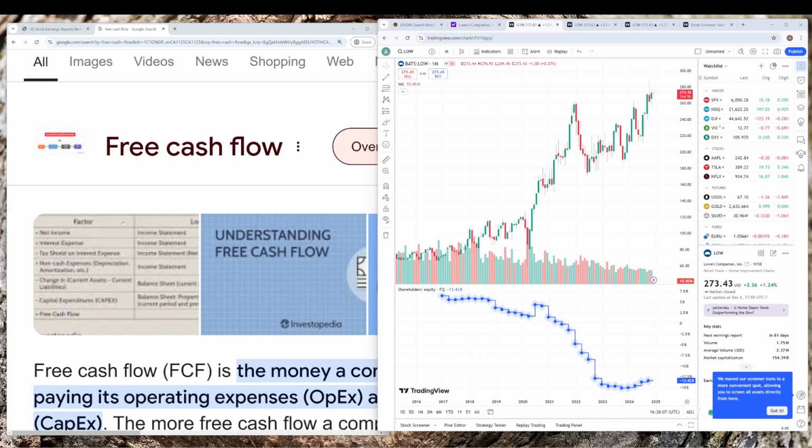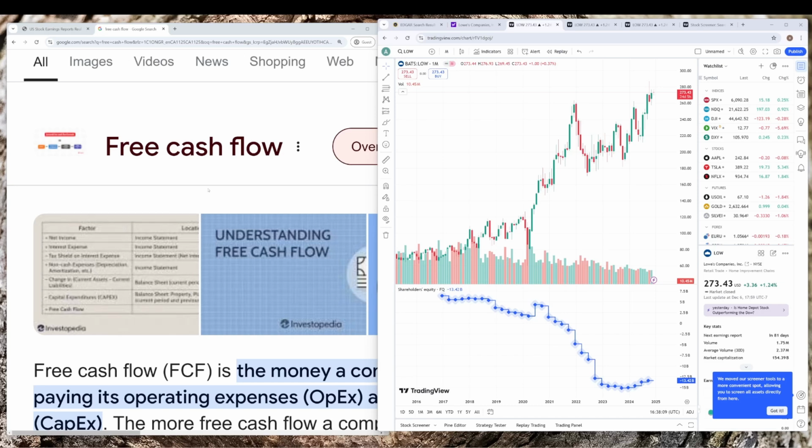Alright folks, today we're going to be doing a video about how I invest, and specifically I'm going to be talking a little bit about free cash flows and how they influence my investment decisions and how I interpret and analyze them. And we're also going to be looking a little bit at equity, shareholder equity, specifically negative shareholder equity.